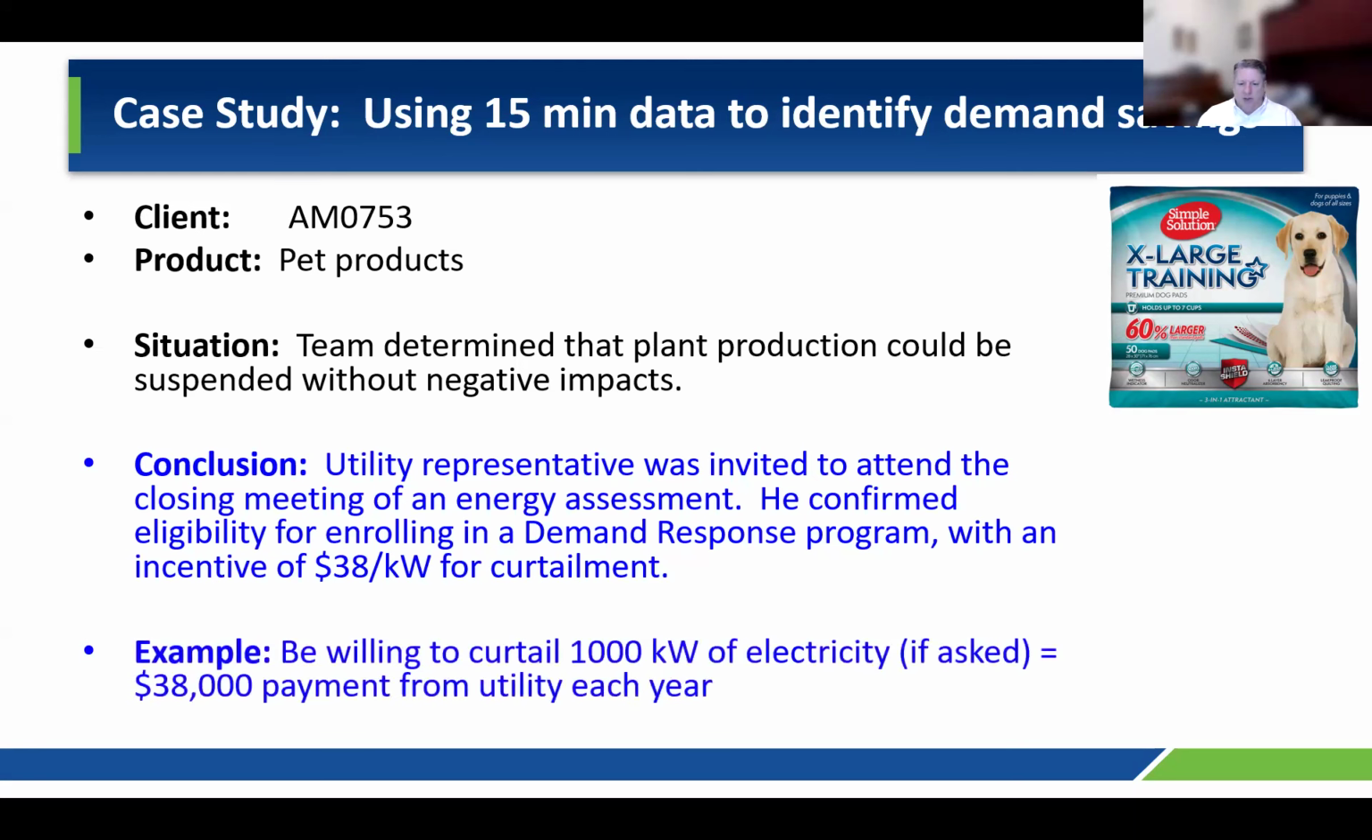In other words, if they're willing to reduce a megawatt off of their electric bill, or in other words, put most of their plant just into a standby mode for an hour or two, and if they're willing to do that a couple of times a year, they're going to receive a $38,000 payment from the utility just for being willing to do that. So demand response programs can be a great fit for a certain type of facility where pausing production or perhaps pausing a portion of your production for a time would not be disruptive to your overall facility goals.